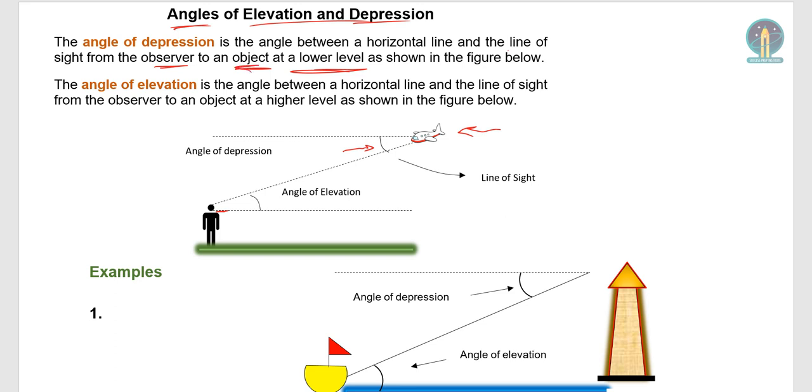So the object is at a lower level. This is the angle of depression between the line of sight straight forward of the plane and the line of sight towards the person or the object.